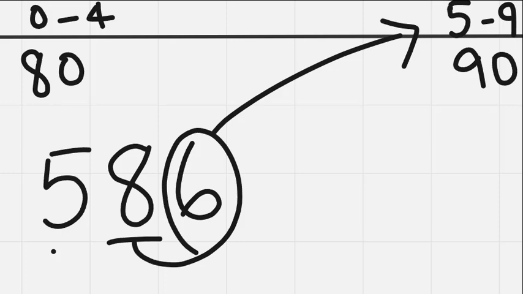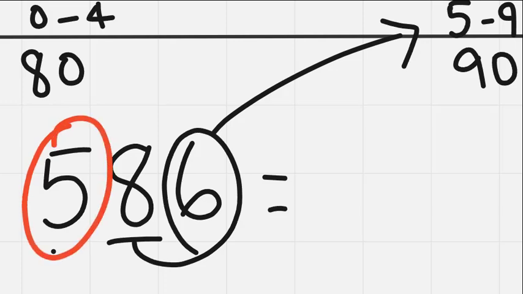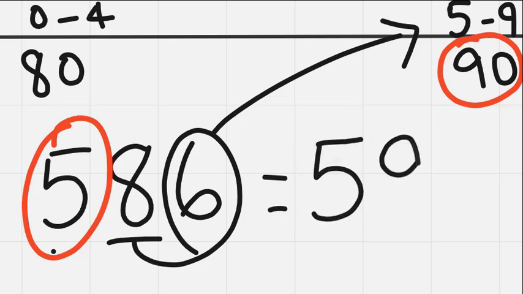So when we write this number, we're going to write the 5 first, because that's the first number in this number, and then we're going to write 90, because 6 tells 86 to round up. So 586 rounds to 590. Be sure to check your work.